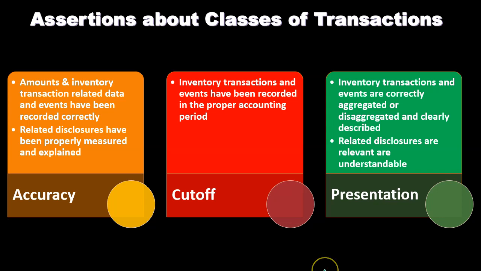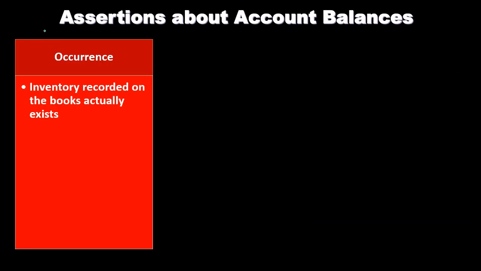Then we have the assertion of presentation. Inventory transactions and events are correctly aggregated or disaggregated and clearly described. Related disclosures are relevant and understandable. So the disclosures are relevant and understandable. We're going to now continue on with the assertions, but this time discussing them about the account balances. So we're going through these assertions now related to the account balances with regards to inventory.